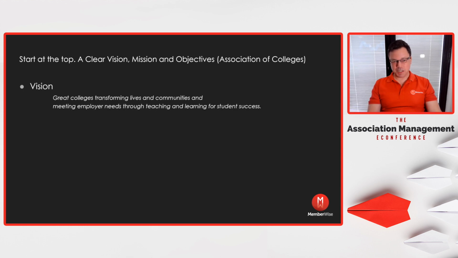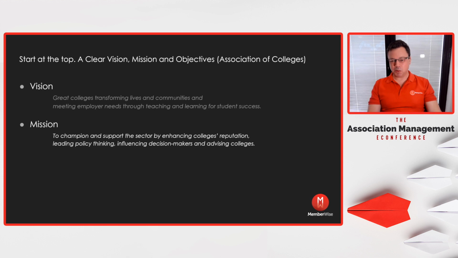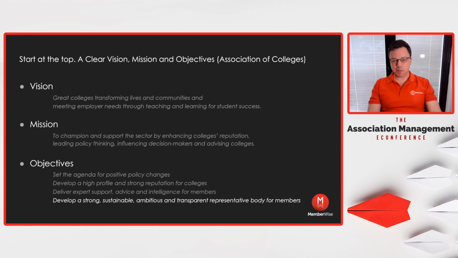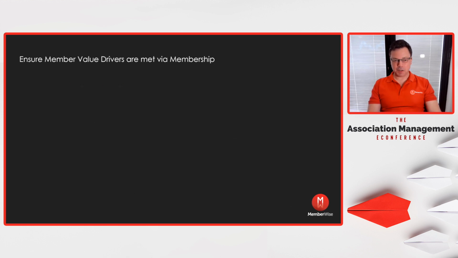In terms of the vision, this is their vision: great colleges transforming lives and communities and meeting employer needs. The mission: to champion and support the sector by enhancing colleges' reputation. And their objectives, very clear: set the agenda for positive policy changes, develop a high profile and strong reputation, deliver support and advice, and be sustainable. So what we want the future to look like is very clear. What we're here to do is very clear. And the things we're going to achieve to make that happen are clear. This isn't the case for all membership organisations. So definitely take a look at your vision, mission, and your objectives.